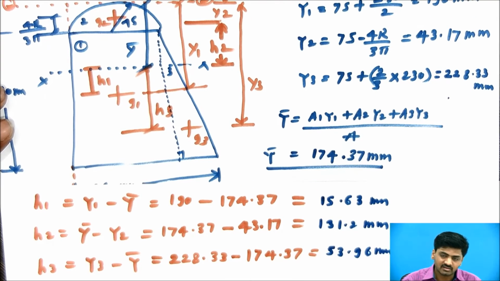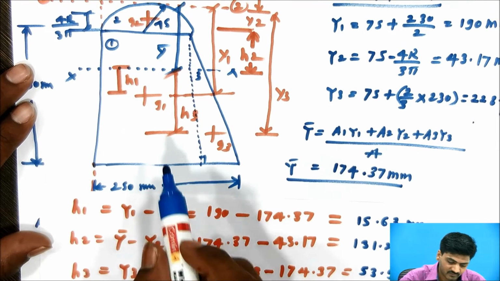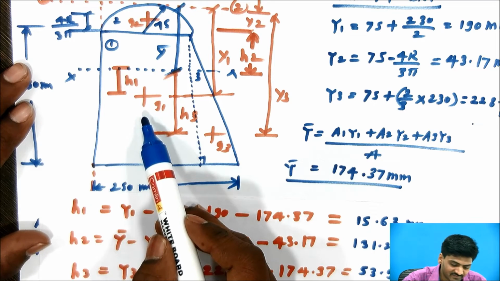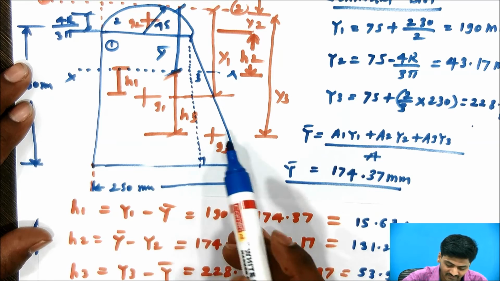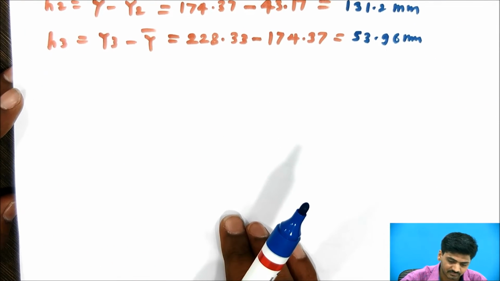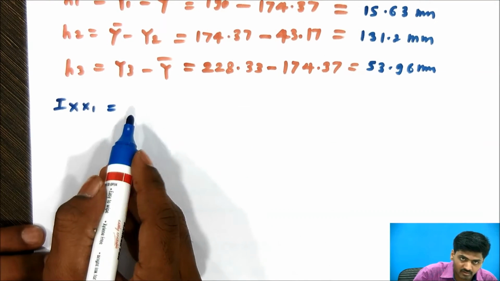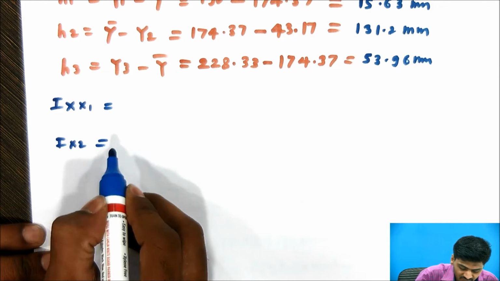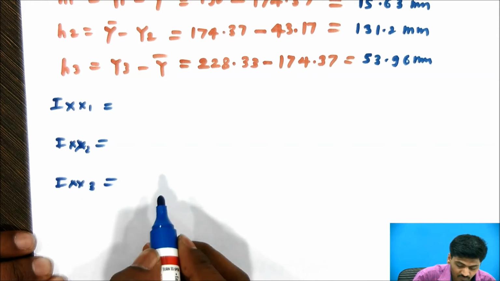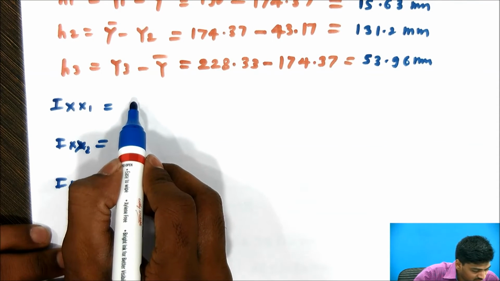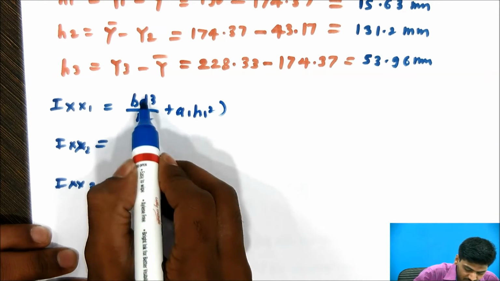Why do I need all these values? To identify the moment of inertia, we require all these values. Moment of inertia first for the rectangle about the x-axis, the semicircle about the x-axis, and the triangle about the x-axis. So the formula is like this: Ixx1 is for the rectangle, Ixx2 is for the semicircle, Ixx3 is for the triangle. What is your formula? Your formula is BD cube by 12 plus A1 H1 square.